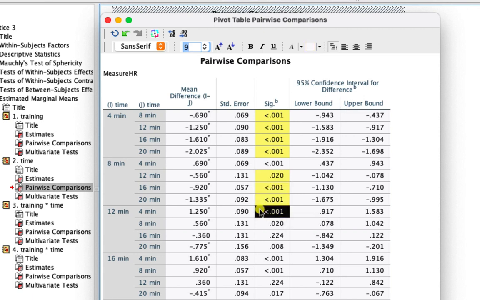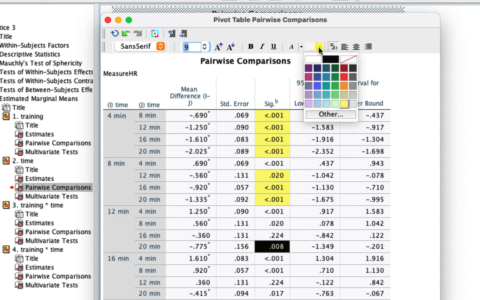For 12 minutes, we have significant differences between 4 and 12 and 8 and 12. However, we've already identified those pairs up here, so we can ignore those and look at the last 2 values, which would be the differences between 12 minutes and 16 minutes and 12 minutes and 20 minutes. Between the 2 of those values, we only have 1 significant pair, which is between 12 and 20 minutes. So I will highlight that one.